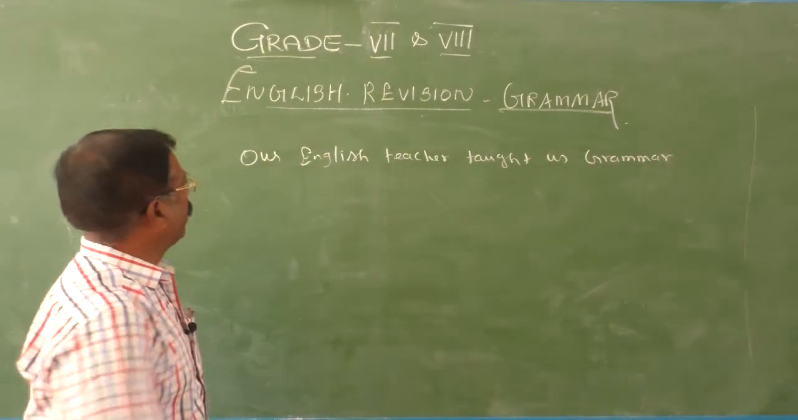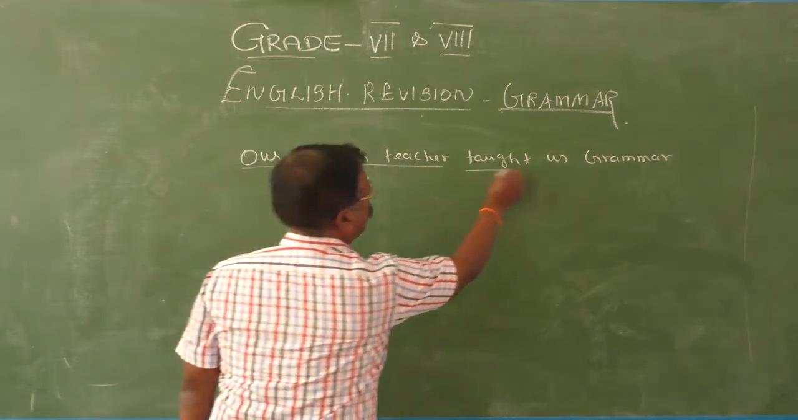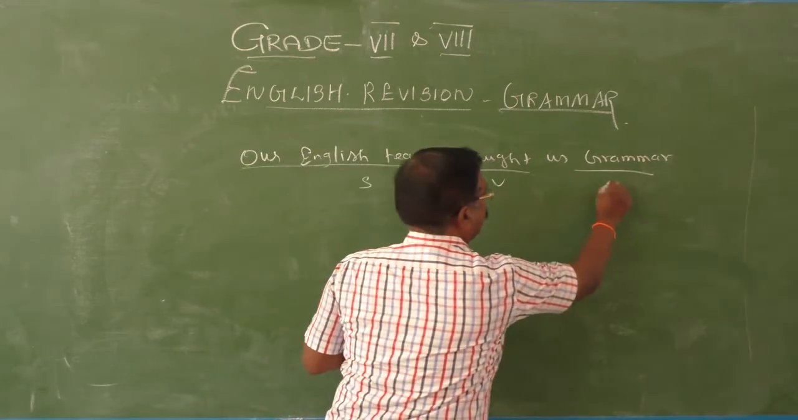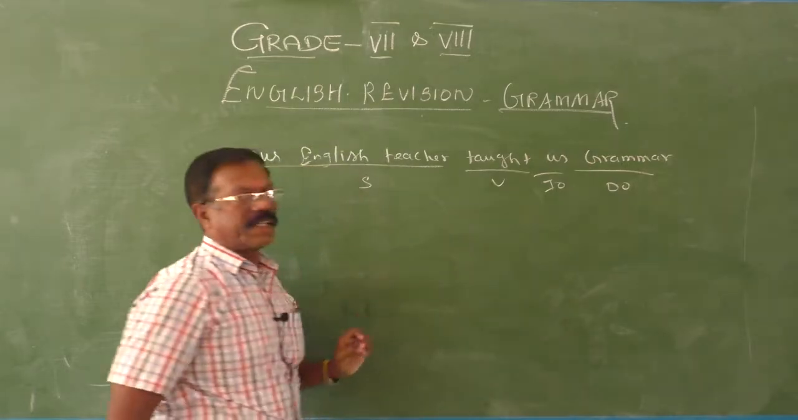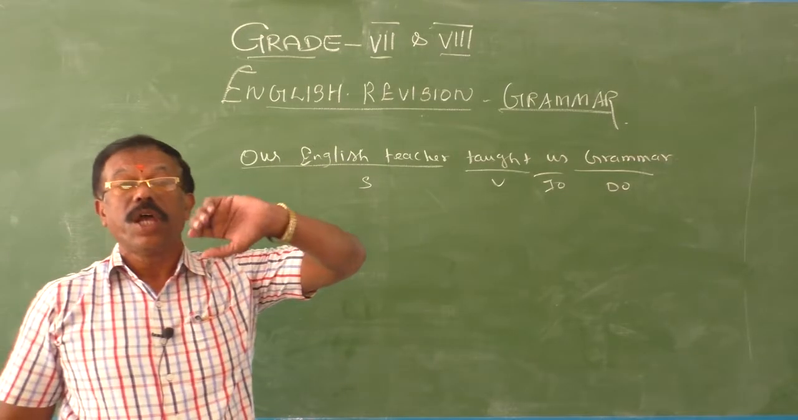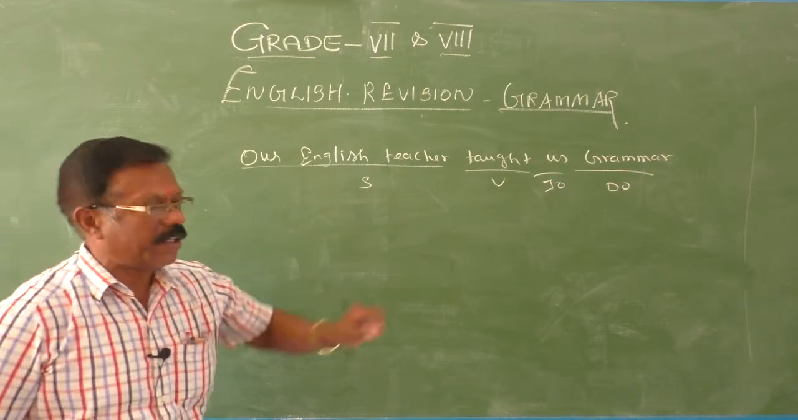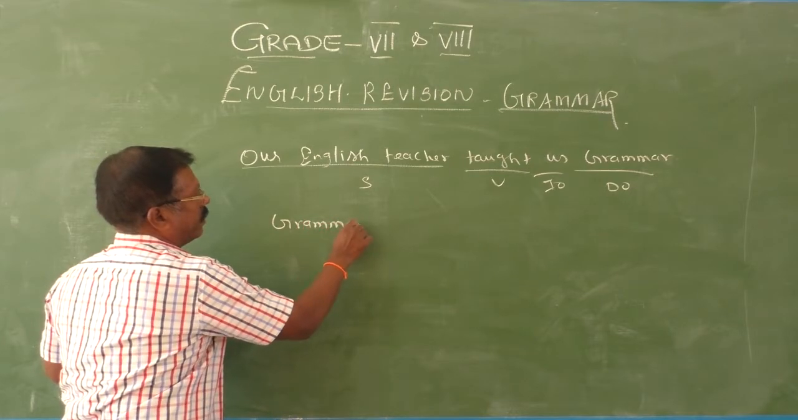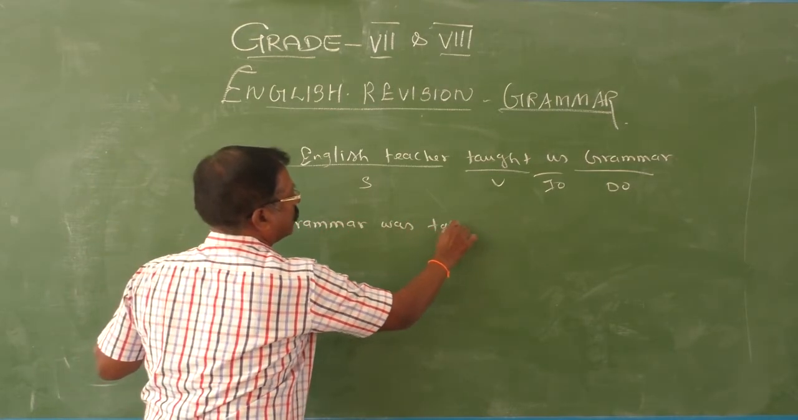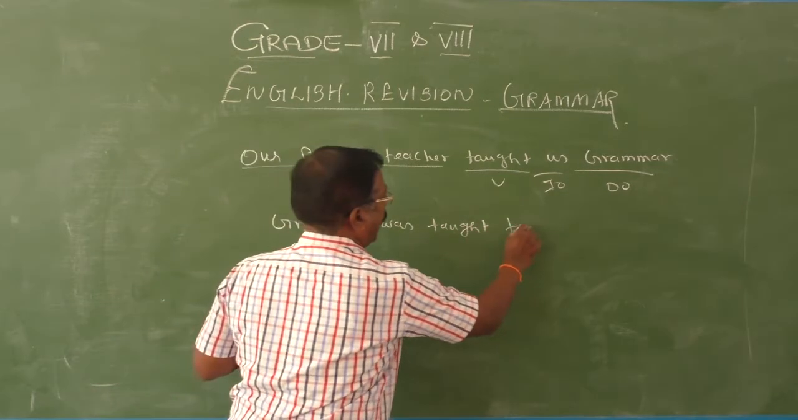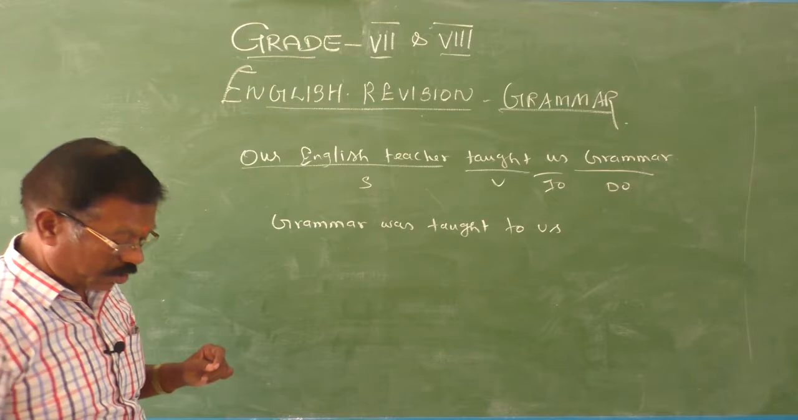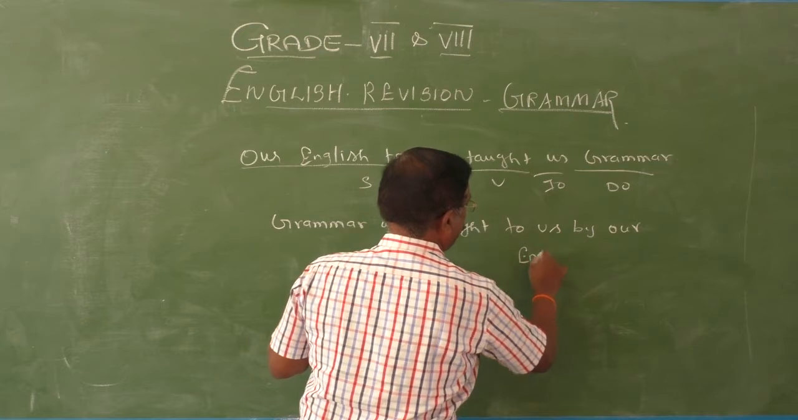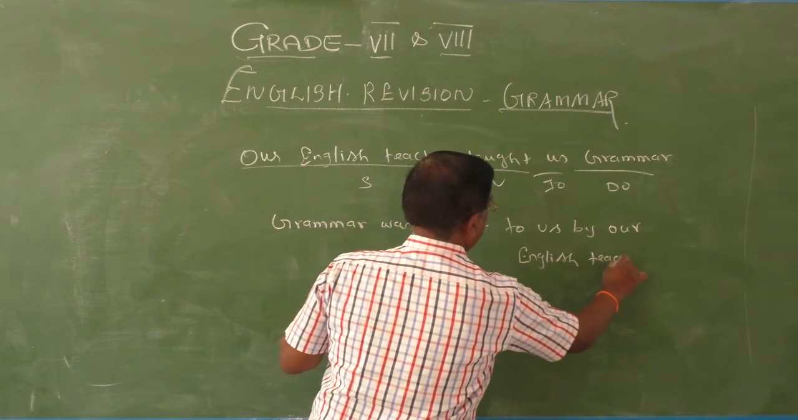Here you have two objects. Our English teacher is the subject. Taught is the verb in the past form. What did he teach? Grammar, the direct object. To whom? Us, the indirect object. If you have two objects, you have to write two passive forms. First, using the direct object. Let me write the answer. Grammar was taught to us by our English teacher.